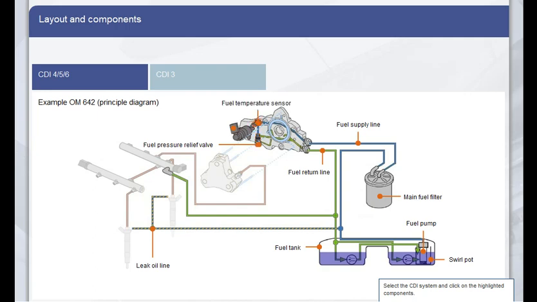The fuel temperature sensor registers the temperature of the fuel and reports it to the CDI control unit. The flow control valve is activated as required by the control unit and regulates the fuel flow to the pump elements of the high-pressure pump.